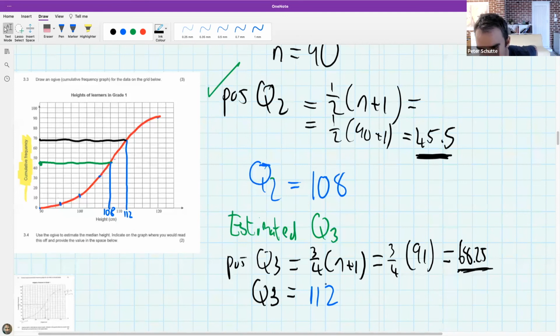Lekley said, so is it always going to be 3/4 for upper quartile? Yes. And it'll always be 1/4 times n plus 1 for the lower quartile.